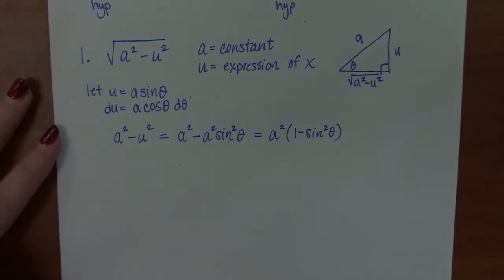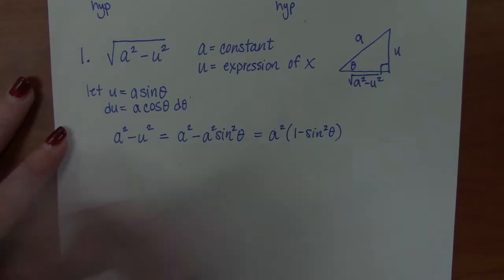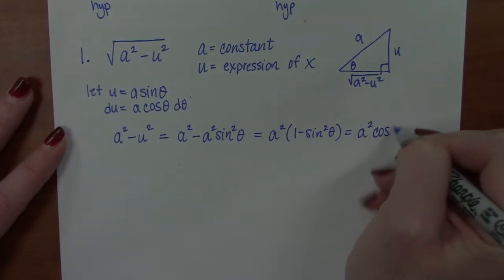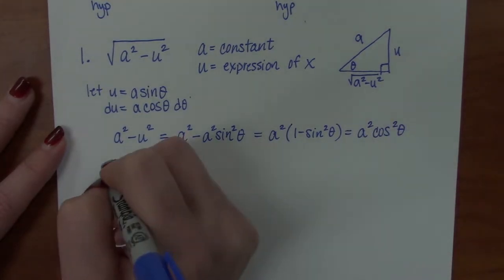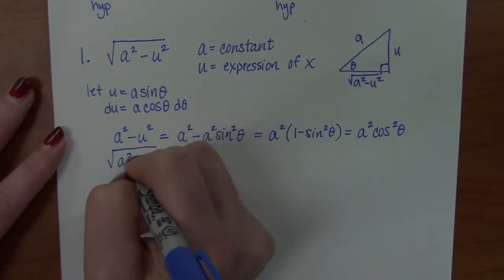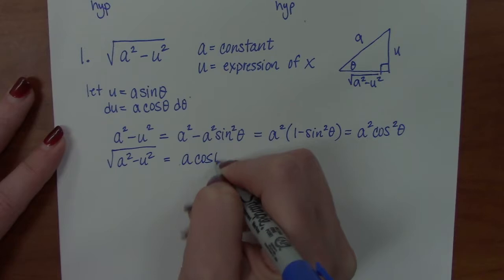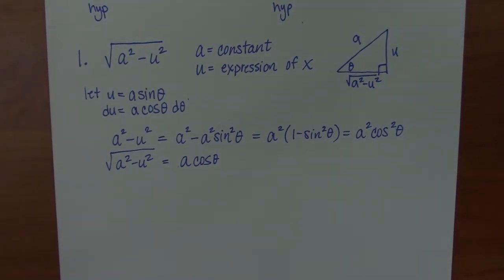And what's 1 minus sine squared? Cosine squared. It's the most famous Pythagorean identity in trig. So now this is just a squared cosine squared theta. If you take the square root of both sides, the radical just becomes a cosine theta.